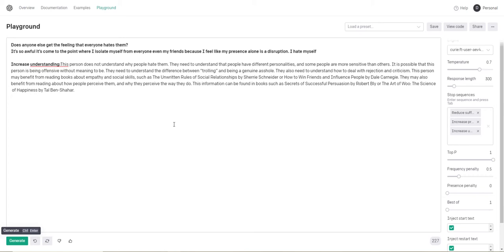They may also benefit from reading about how people perceive them and why they perceive the way they do. This information can be found in books such as Secrets of Successful Persuasion by Robert Bly or The Art of Woo, The Science of Happiness by Tal Ben-Shahar. So, yeah, reading books is a great way to increase understanding. This is a phenomenal response, and I am glad that this is how the video is ending.